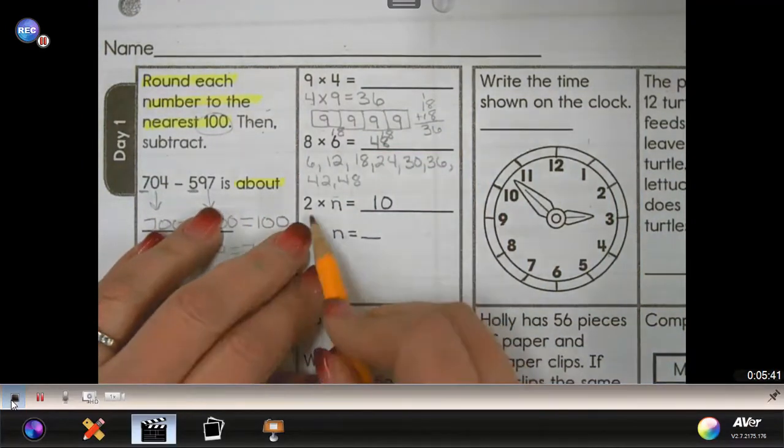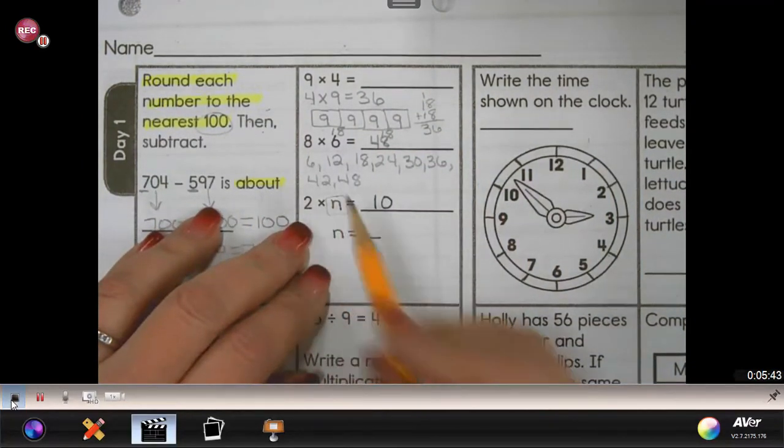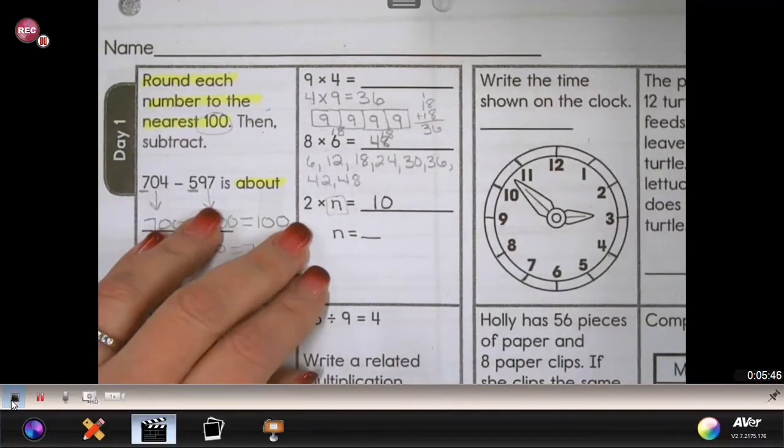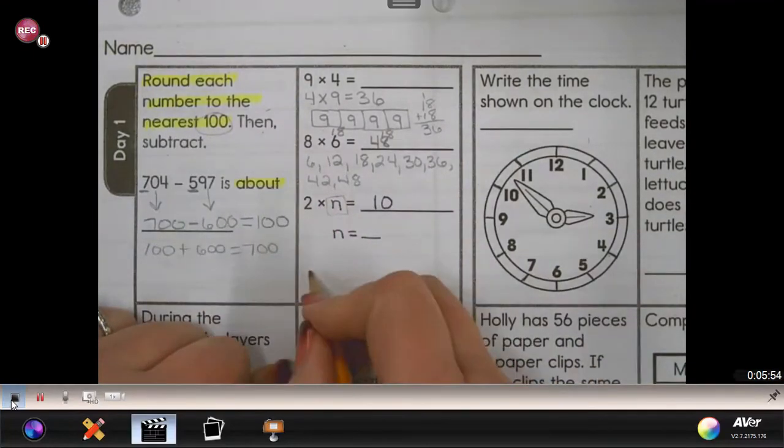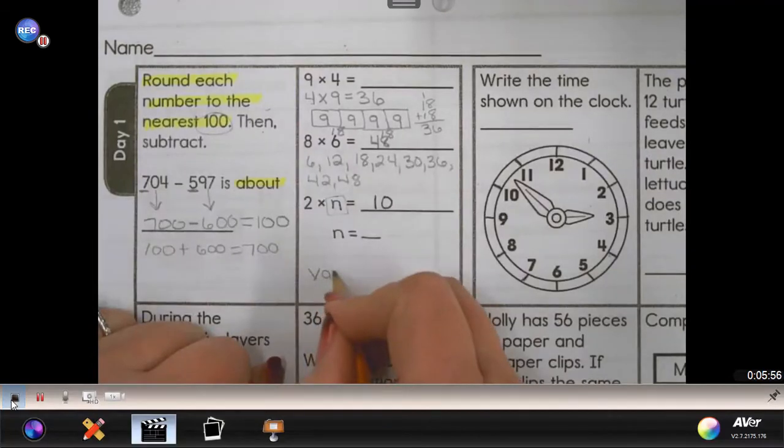The next problem has a letter here. I wonder what that's called. Well, when we put a letter in here to represent a number, we call this a variable.